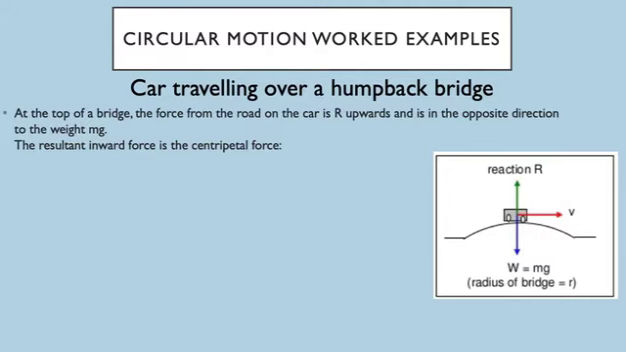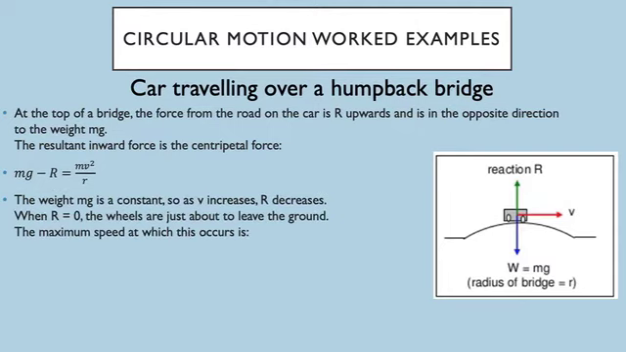At the top of the bridge, the force from the road on the car is R. We're going to call that the reaction force R. So R is upwards and is in the opposite direction to the weight, and the weight is going to be mg, the mass times the gravity. The resultant inward force is going to be the centripetal force, and so mg, which is going down, take away R, which is the reaction force in the opposite direction, equals mv squared over r.